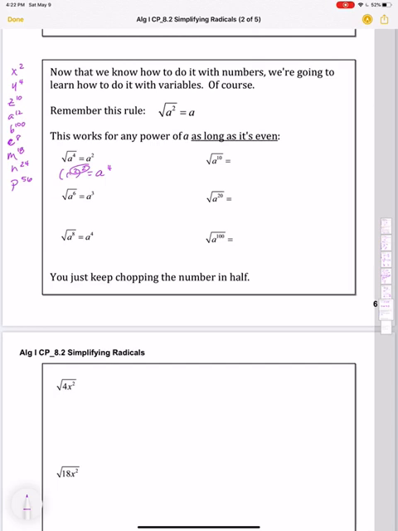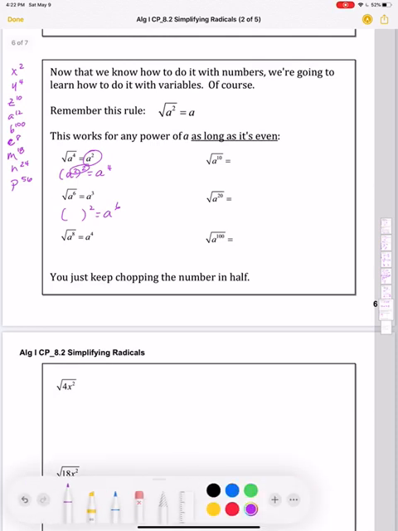So this would have to be a to the 2nd, right? So that would give you a to the 4th. So a to the 2nd is what you square to get it. So that's why a to the 2nd is the answer. What do you square to get a to the 6th? What goes in here? A to the 3rd, because you would do 3 times 2 gives you 6.